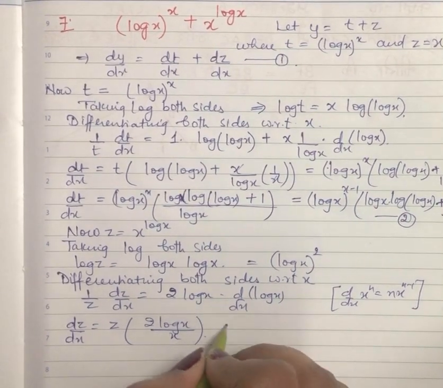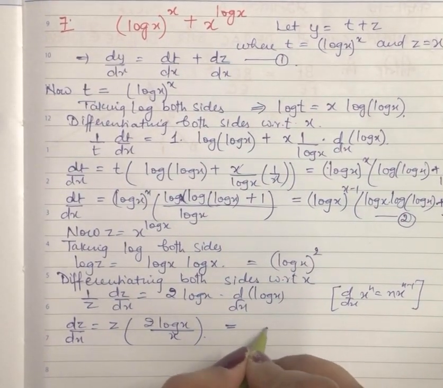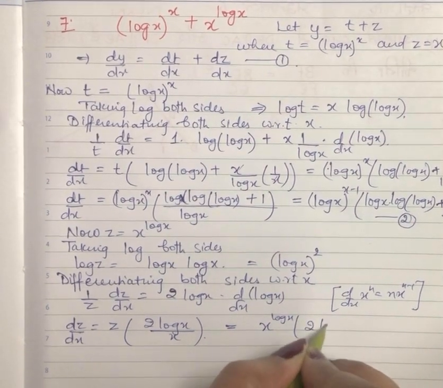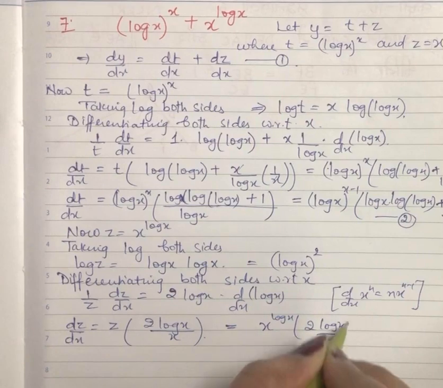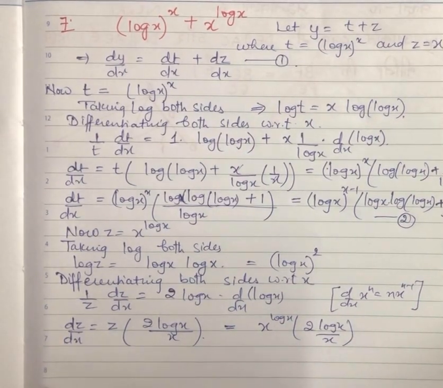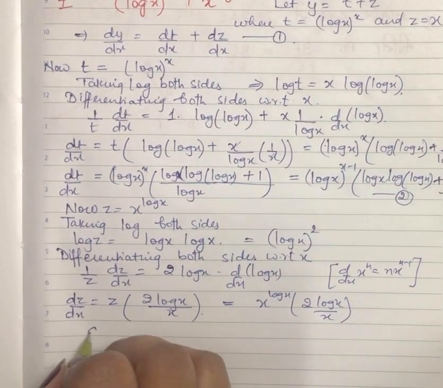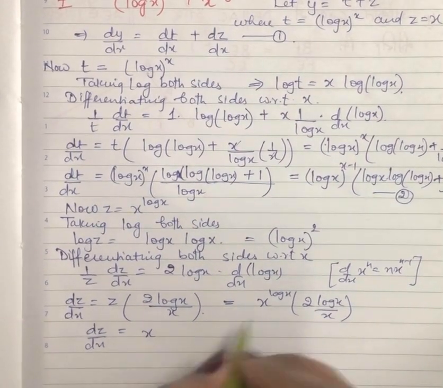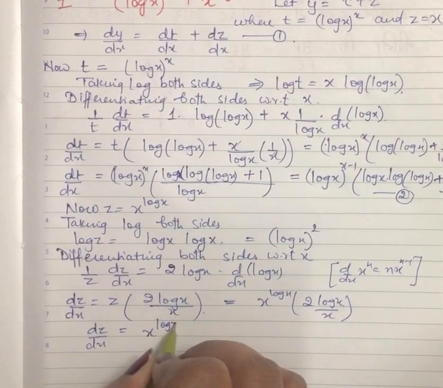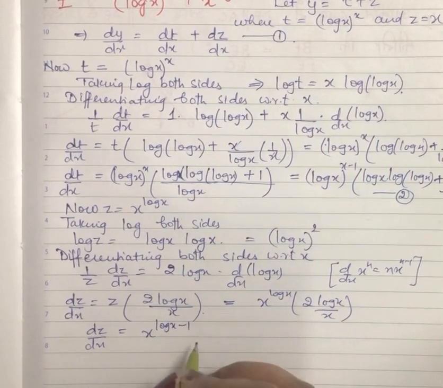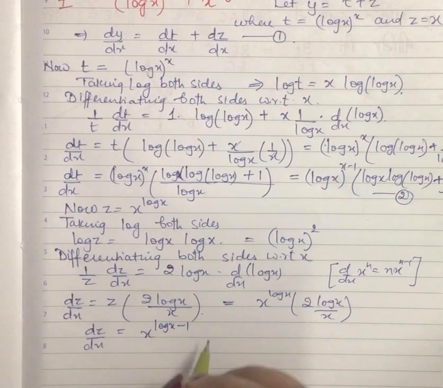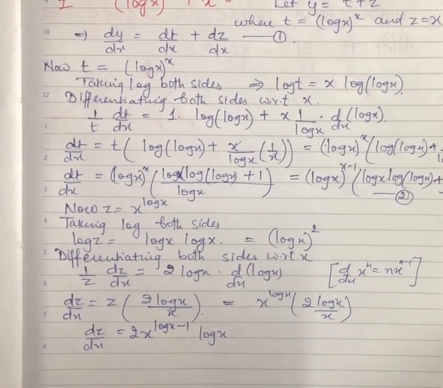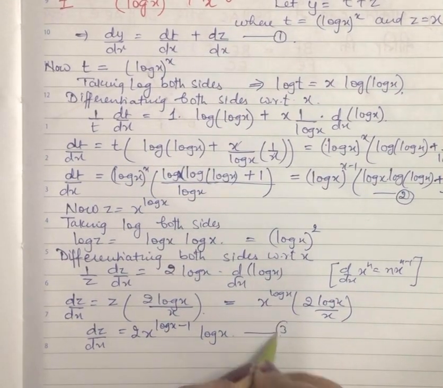Now putting the value of z, we get x to the power log x into 2 log x upon x. So dz by dx becomes, 1 power will be subtracted, x to the power log x minus 1 and 2 into log x. So this is our third equation.